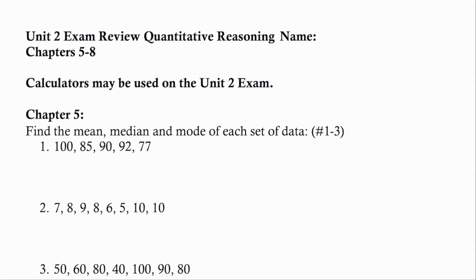So for the Unit 2 exam review, we are going to be going over topics from chapters 5 through 8. In chapter 5, you may recall, we had done mean, median, and mode. So remember, mean is just a fancy word for average. We are going to total up what is there, and we are going to divide by the number of items we have.